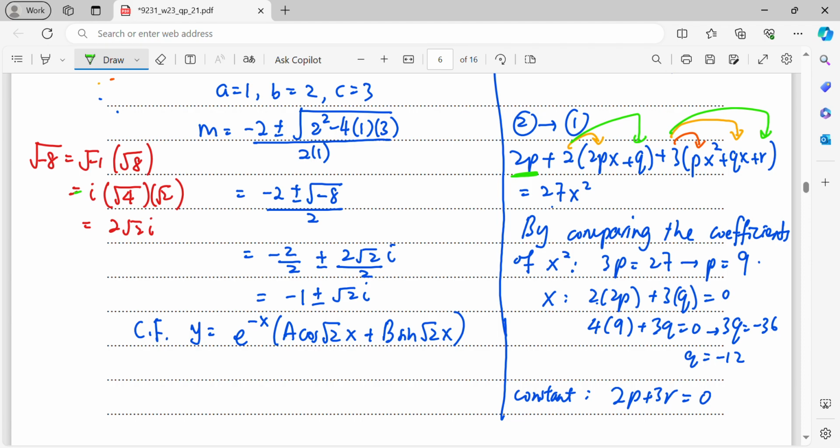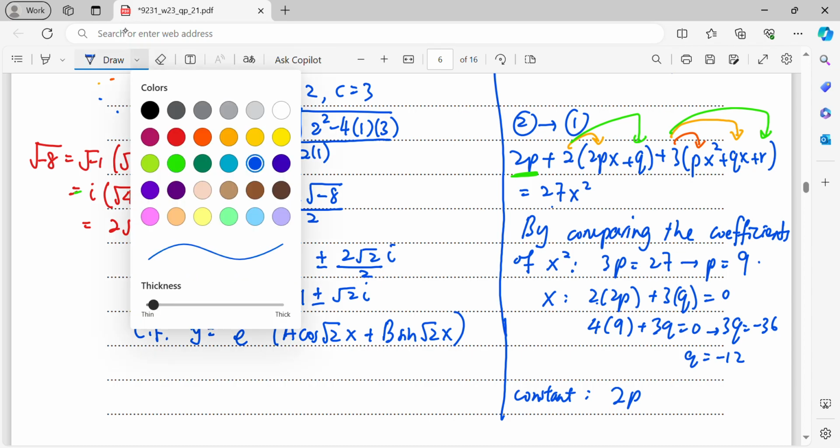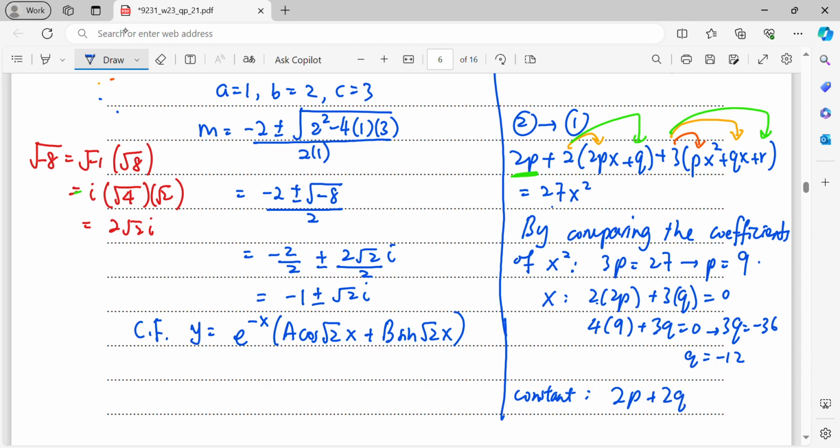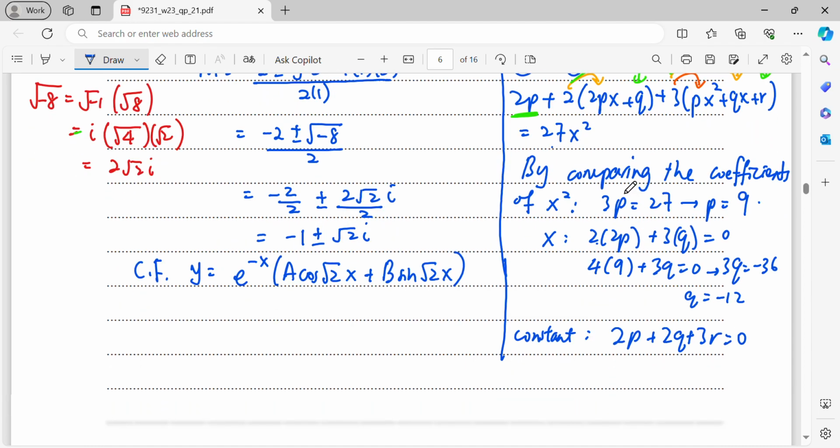Here is also constant. So it should be 2p plus 2q, and then followed by 3r equals to 0. So my 3r will be minus 2p. P is replaced by 9. Then minus 2q. Q is replaced by minus 12. Then from here you will get 6, minus 18 plus 24. Then your r is going to be 2.